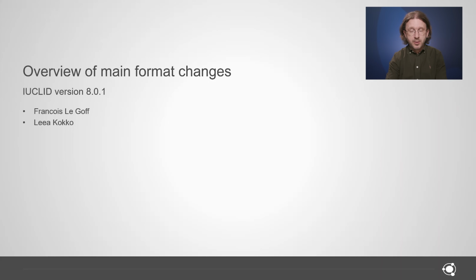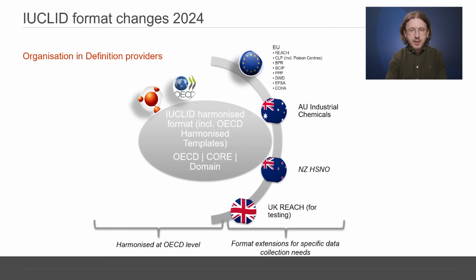As I said, I will continue a bit this topic about the overview of main format changes. And I will start with some reminder on what is the Euclid format and how it is structured. You can see that the Euclid format can be divided in two. On the left side of this slide, you can see that some parts of the Euclid format are harmonized at OECD level, and these are documents or forms in the user interface that can be used to prepare submissions for different Euclid users and different jurisdictions in the OECD.